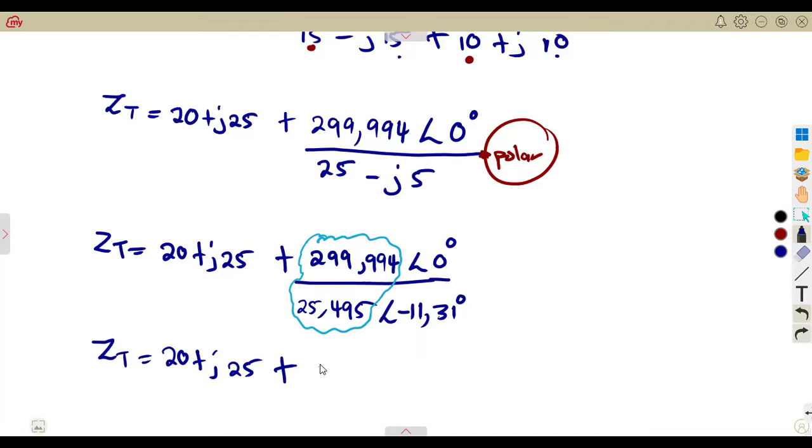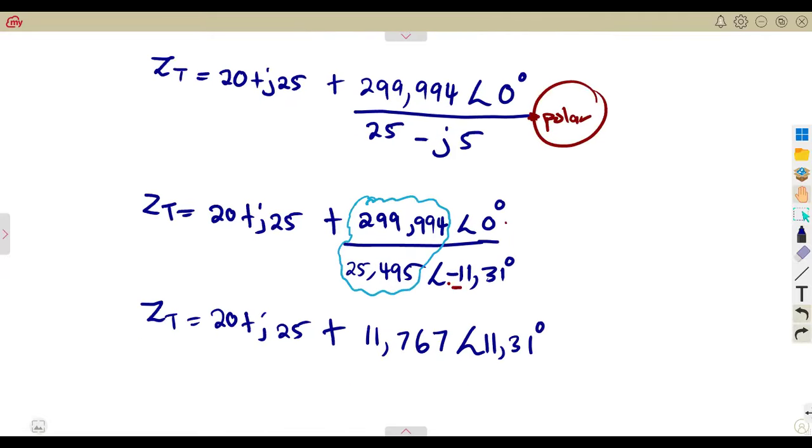What are you going to have? This is going to be 11.767. The angles you subtract. Remember? So that's 0 minus this. So it was going to be a positive. So that's 11.31 as a positive. Minus and minus will give you a positive there.